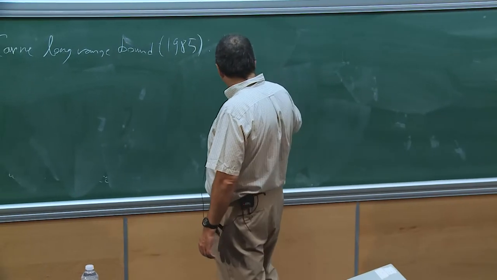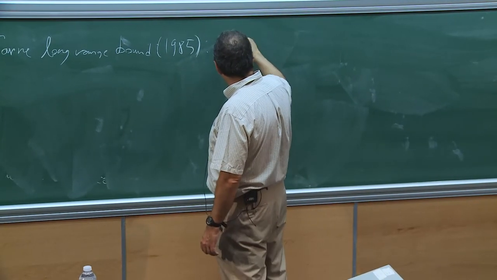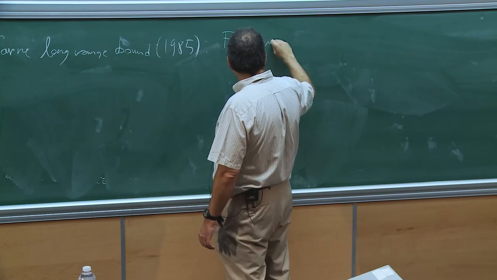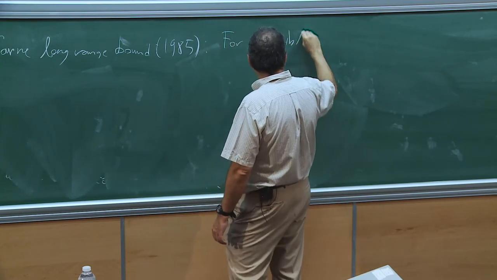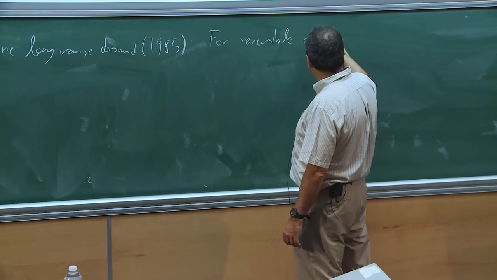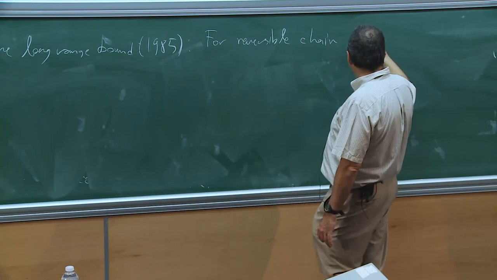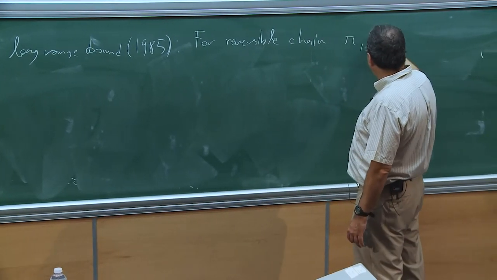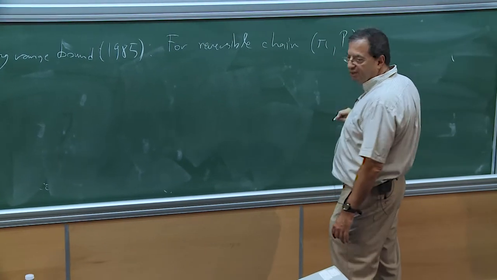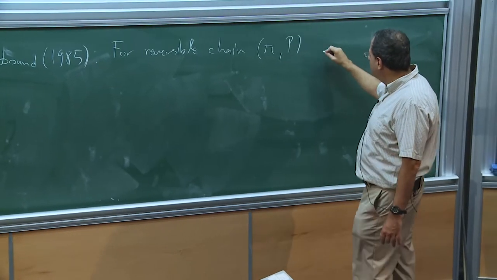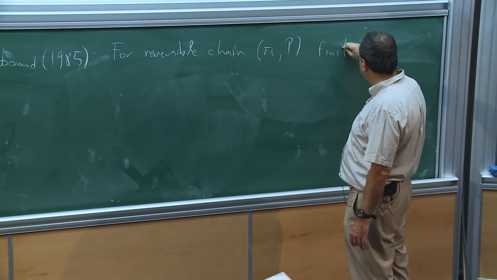So for a reversible chain, with pi and P, where pi is a stationary measure and P is the transition matrix, which can be finite or countable.